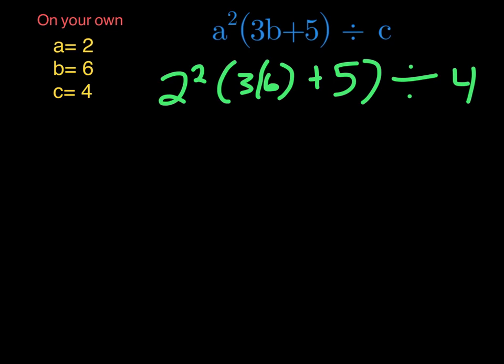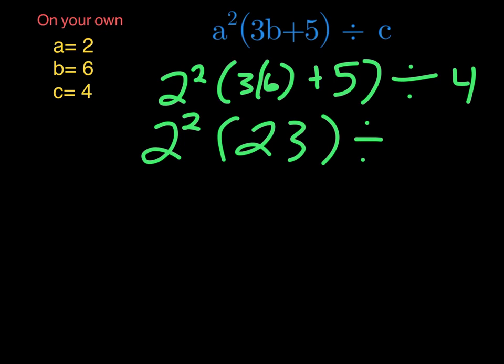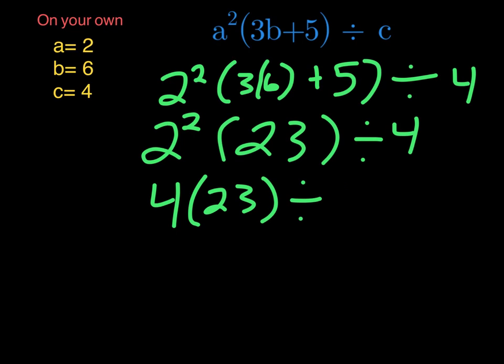So now I just need to follow my order of operations. And the first thing was the parentheses. So in my parentheses, I had 6 times 3 was 18, plus 5 was 23. And then I'm left with, on the outside, 2 squared divided by 4. I don't have any more parentheses, so I can move on to my E, or my exponent. And I do have an exponent, and 2 to the second power is 4 times 23 divided by 4.